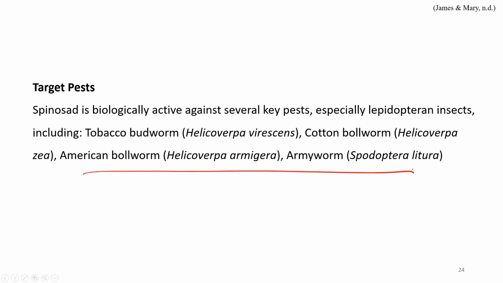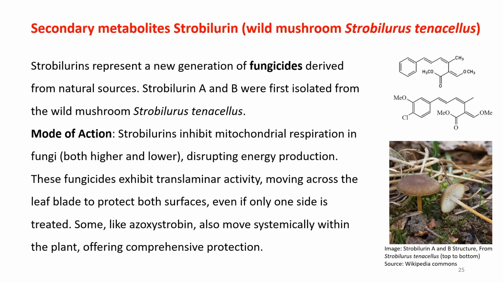armyworm, Spodoptera litura. Now, secondary metabolites produced from wild mushrooms like Strobilurus tenacellus, which produces strobilurin. These strobilurins represent a new generation of fungicides derived from this particular wild mushroom. Particularly strobilurin A and B are the first such compounds isolated from the wild mushroom Strobilurus. How do these strobilurins act? They inhibit mitochondrial respiration in fungi, both higher and lower fungi, disrupting energy production.